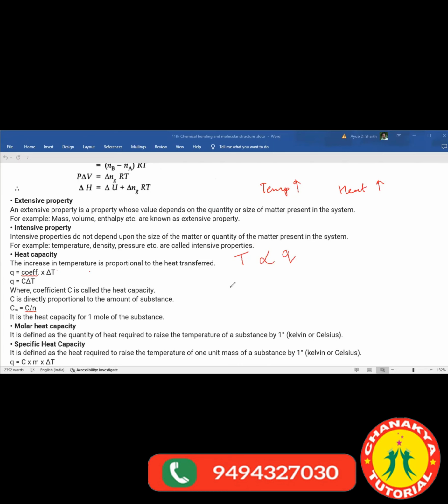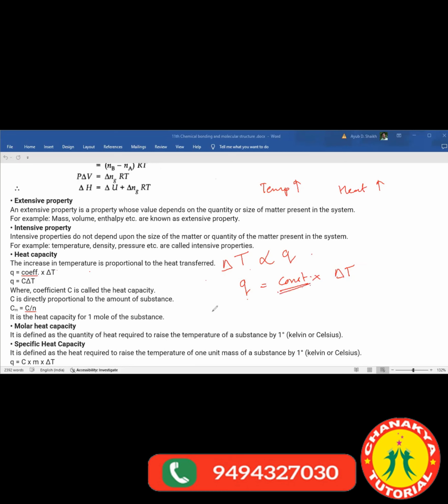So if I have to write it in proportional terms, how am I going to write it? Heat is equal to a constant or coefficient times the change in temperature, delta T. Change in temperature is directly proportional to the change in heat, or heat transfer. So heat transfer is nothing but a constant times delta T. This is the proportionality law. Clear?